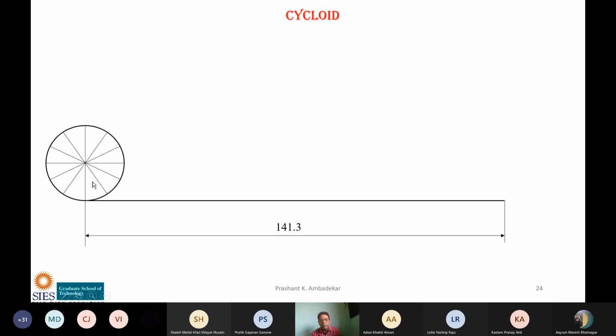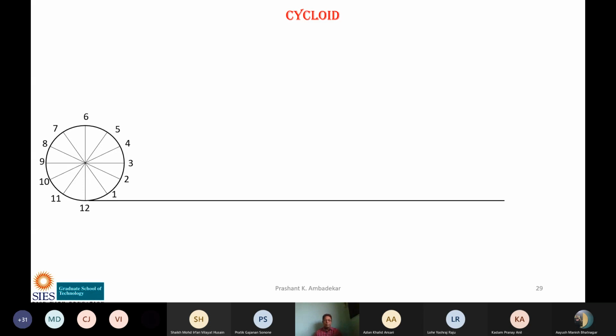We'll name the points now. We'll name them as 1, 2, 3. But how will we start the naming? Understand that this circle is going to move forward as well as roll. So which is the next point that is going to touch this line? This point. See this point. Then this point. Then this point. So I have numbered it like this: 1, 2, 3, 4, 5, and so on. Is this clear, how I have written the direction of these points?